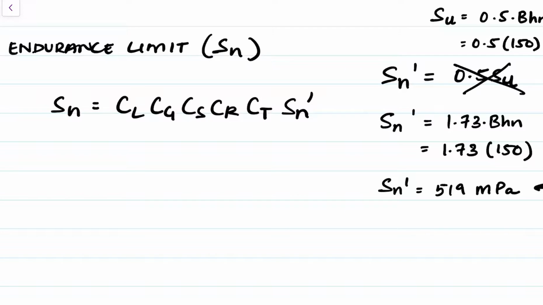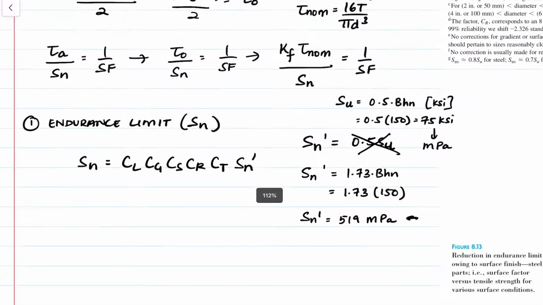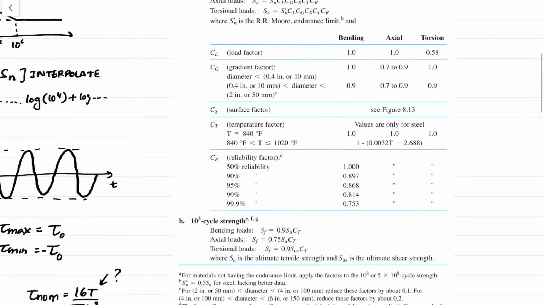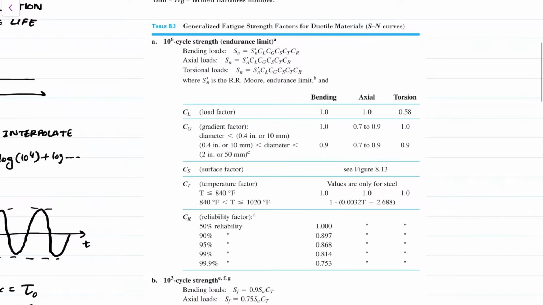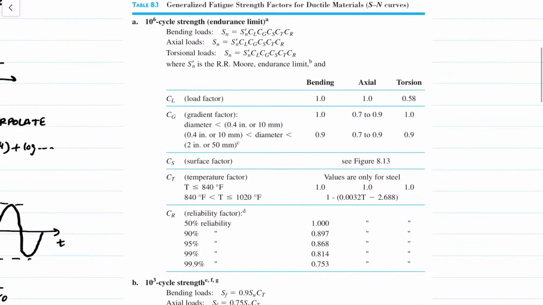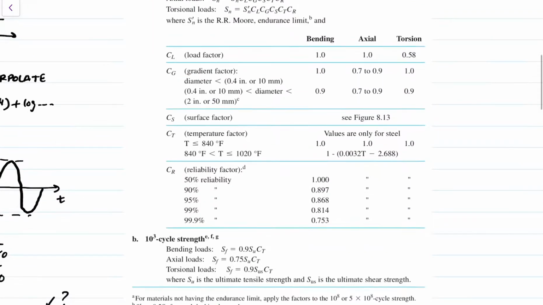So based on how my component is built and designed, I need to solve for the other factors. So table 8.1, one of the most useful tables in this chapter. We're looking at torsional loads, right? So we have CL as 0.58. Again, this is purely torsion. If it's a combined loading problem with both bending and torsion, which I will discuss in the next example, the procedure is a little different. In this case, we just have pure torsion, so I can just go down the torsion route.